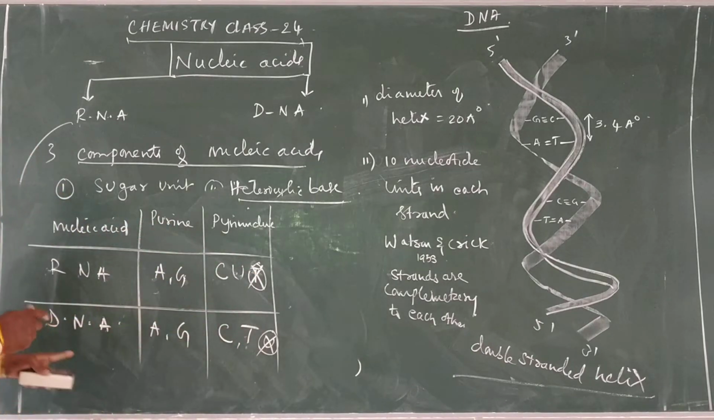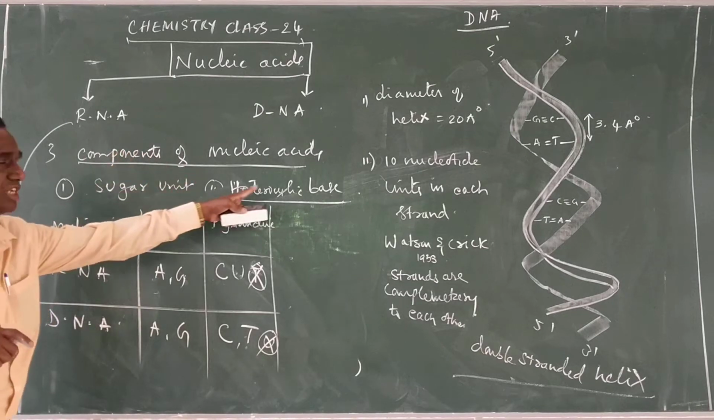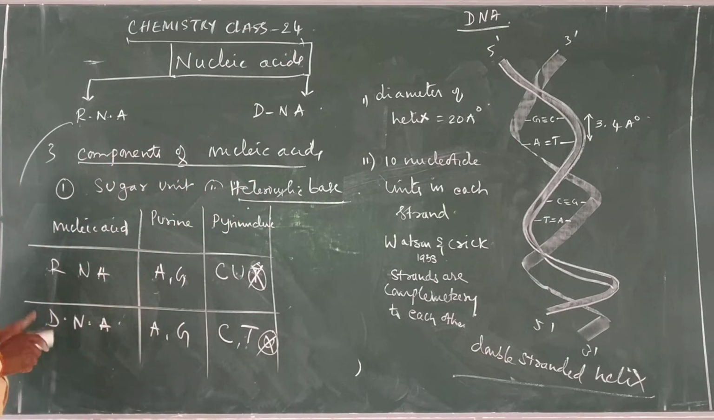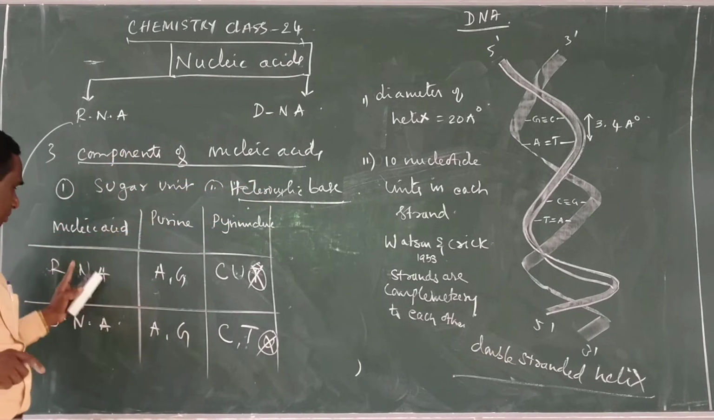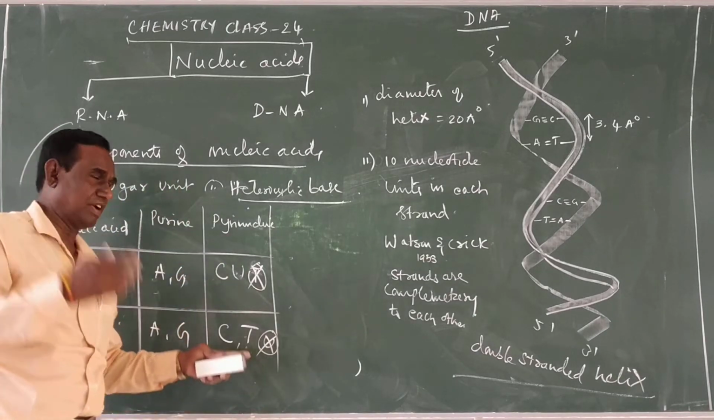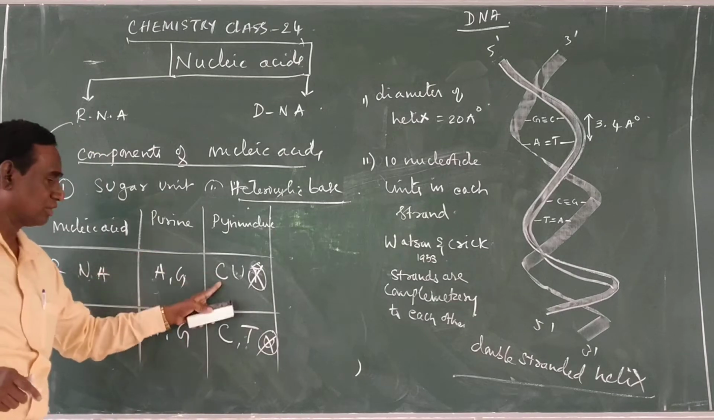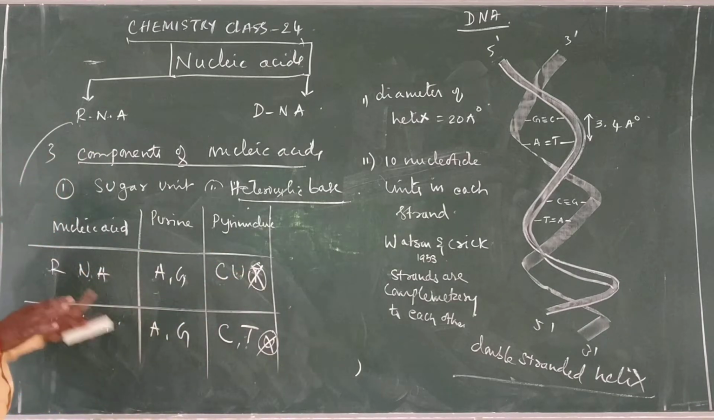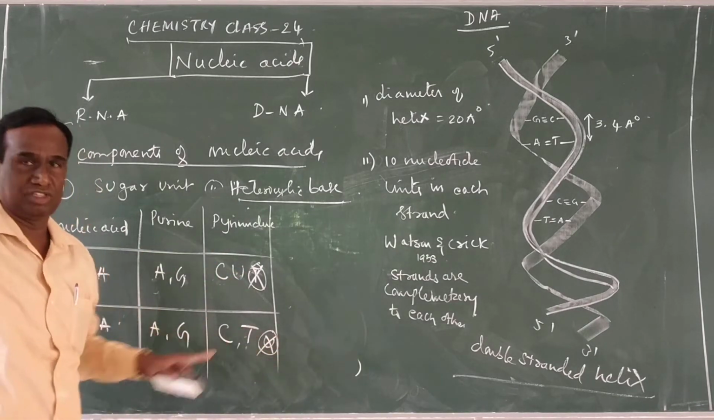That is it. That means you see the heterocyclic bases present in RNA and DNA. RNA and DNA both contain adenine and guanine. But the pyrimidine bases are different. RNA contains only cytosine and uracil, not thymine. DNA contains cytosine and thymine, and not uracil.